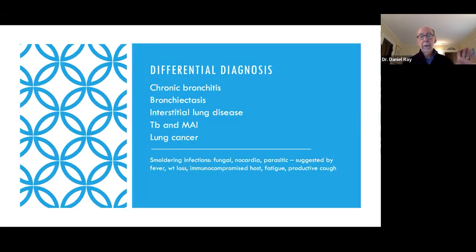For chronic cough, so these are coughs greater than 8 weeks, the differential diagnosis includes things you normally expect, like chronic bronchitis, bronchiectasis, somebody with interstitial lung disease, tuberculosis, or atypical mycobacterial infection, and of course, lung cancer. So somebody that's got persistent cough, you haven't established a diagnosis, you want to make sure they don't have these things before we assign them a diagnosis of idiopathic cough or neurogenic cough.